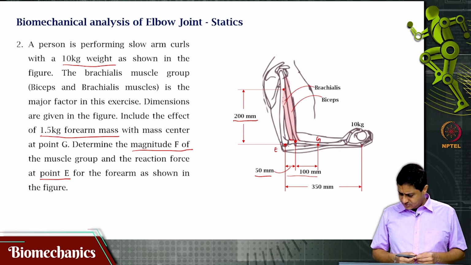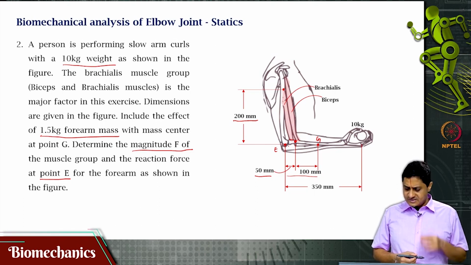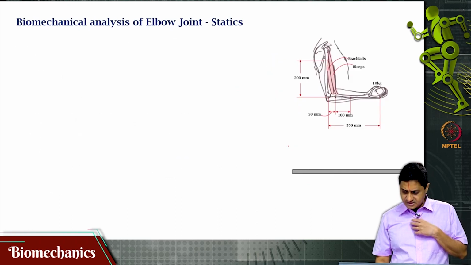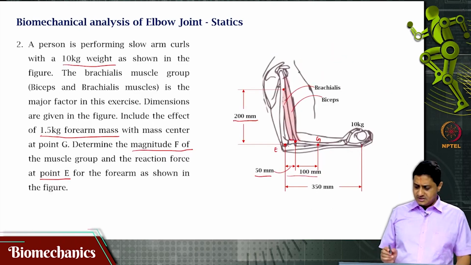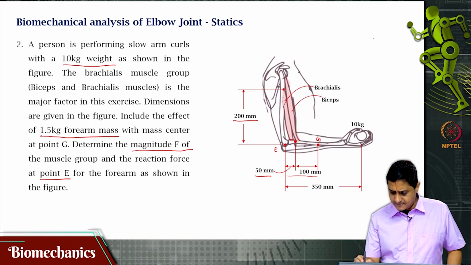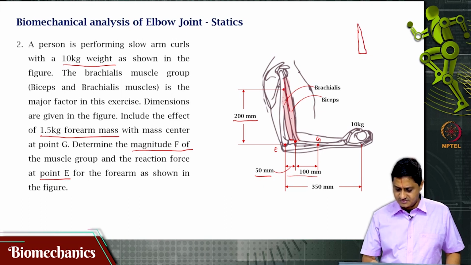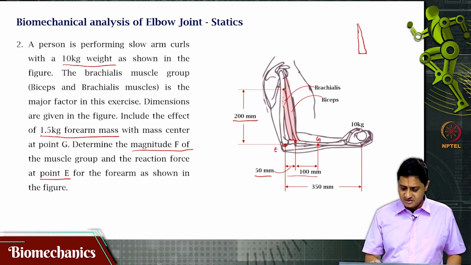Now, first of all, let us try to see if our understanding of the direction is correct. This distance is given as 50 mm and that distance is given as 200 mm, and the muscle is attaching like this, is it not? This is the muscle attachment. Well, actually it is not a single muscle, but let us assume that for the purpose of this, this is the point of origin and this is the point of insertion.